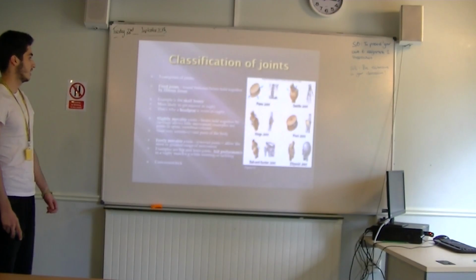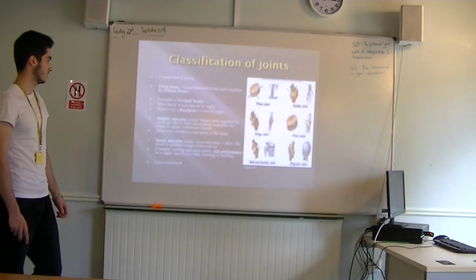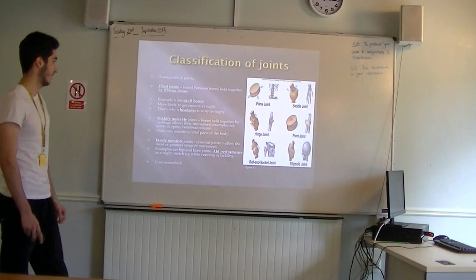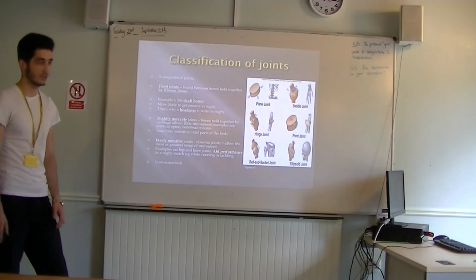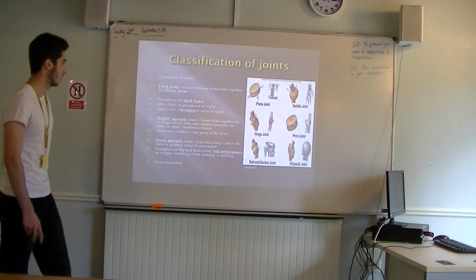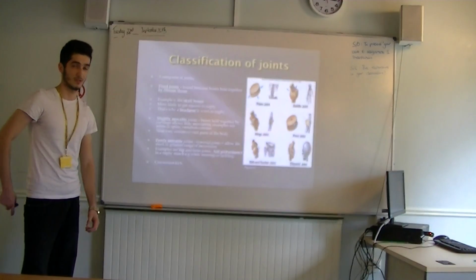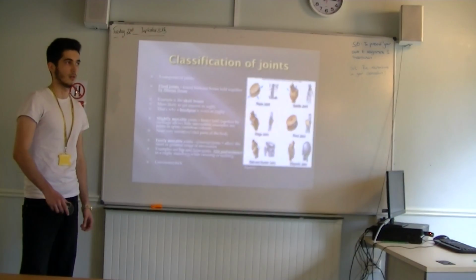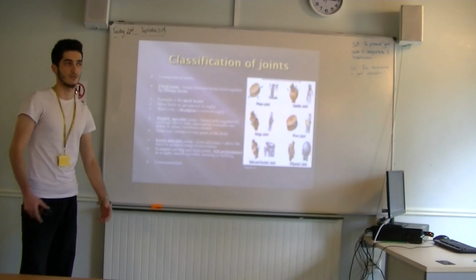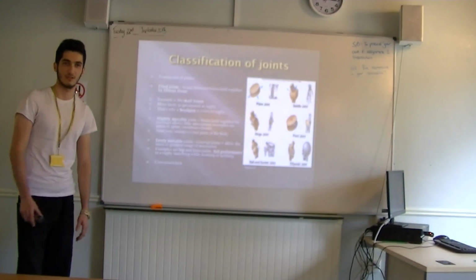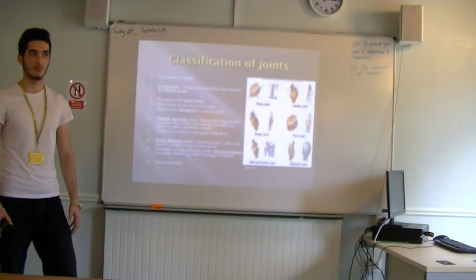The next one is slightly movable joints. These are bones held together by cartilage, which allows little movement. Examples of these are the spine and the vertebral column. These are near very sensitive parts of the body, for example the spinal cord, which is very sensitive because it sends nerve impulses around the body, and without this, the human body would not be able to move.